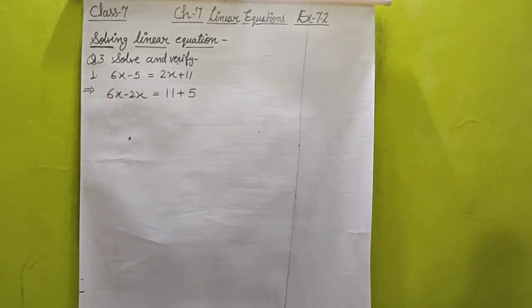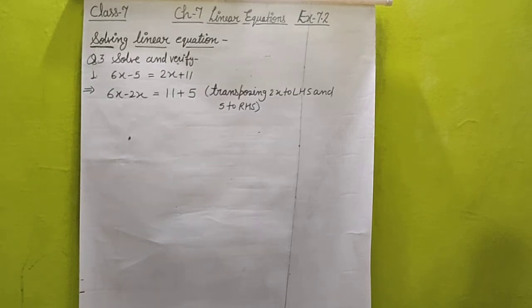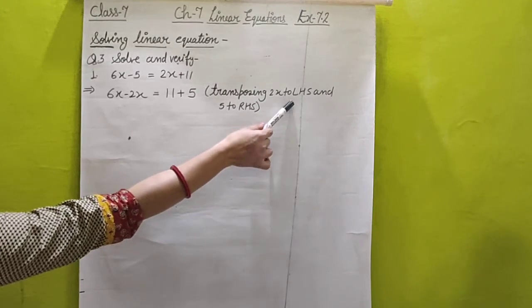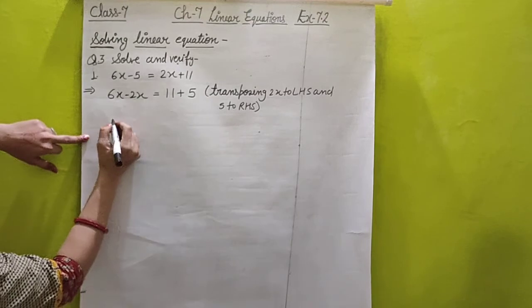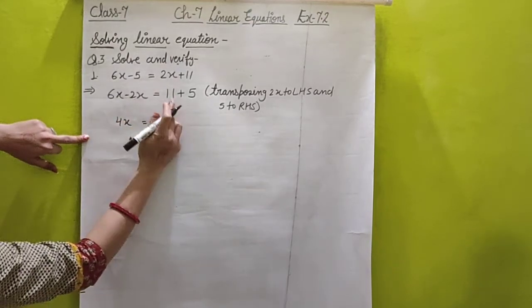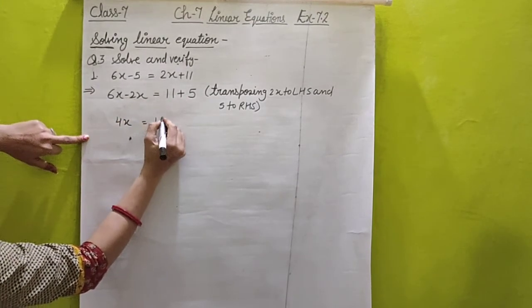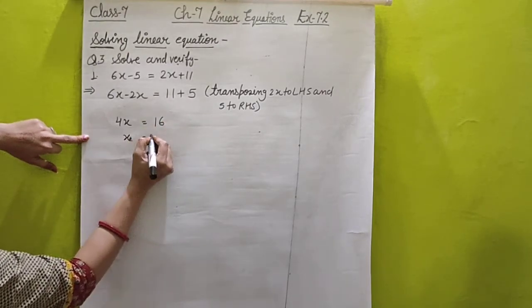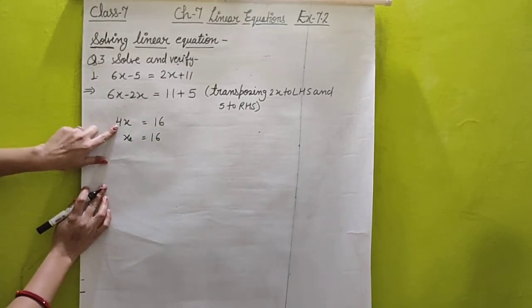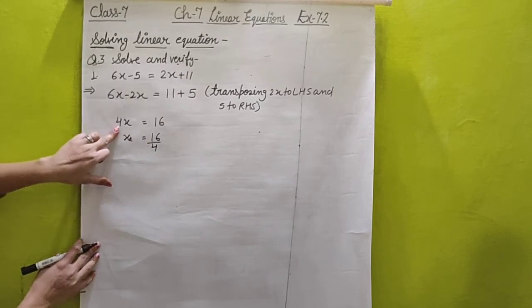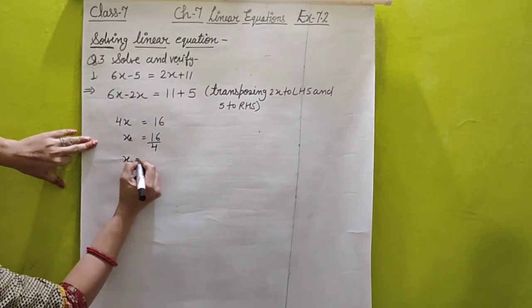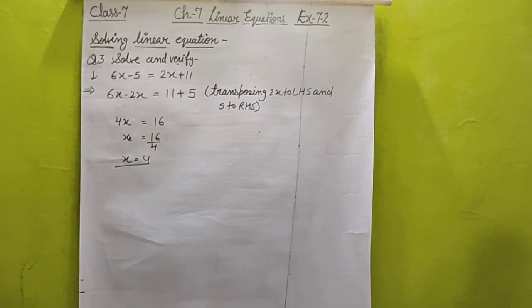So you are to write this in brackets. I have written, students, in brackets: transposing 2x to LHS and 5 to RHS. Now 6x minus 2x will be 4x is equal to 11 plus 5, which is 16. Then for the value of x, I will transpose 4 from LHS to RHS. So it will come in division because it is in multiplication. The value of x will be 4 because 4 fours are 16.